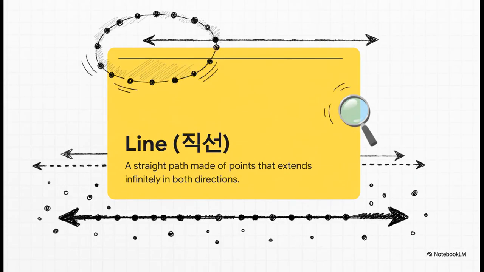Okay, so what happens if you put a whole bunch of points right next to each other in a perfectly straight row? You get a line. Now, the special thing about a line in math is that it just keeps going and going forever in both directions. See those little arrows on the ends? That's our signal that it never, ever stops.